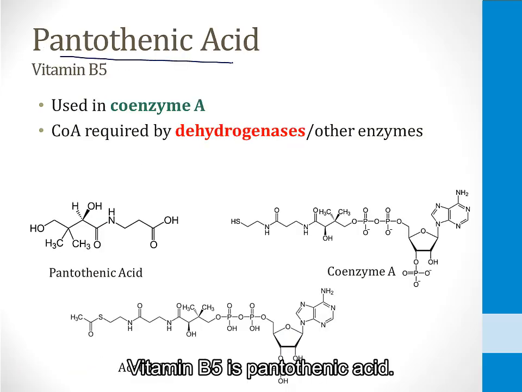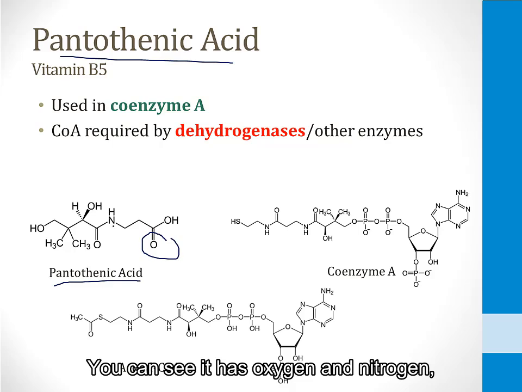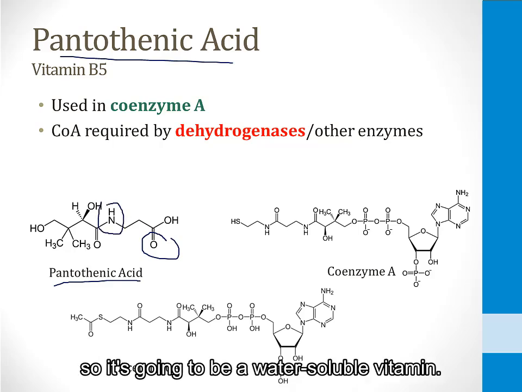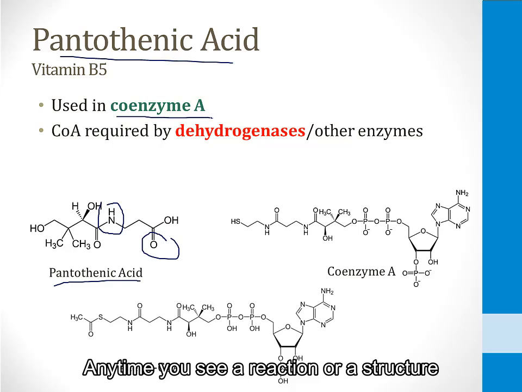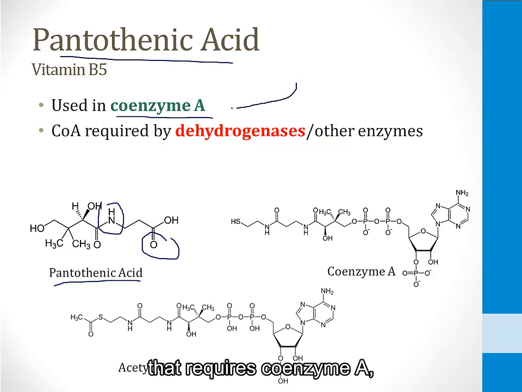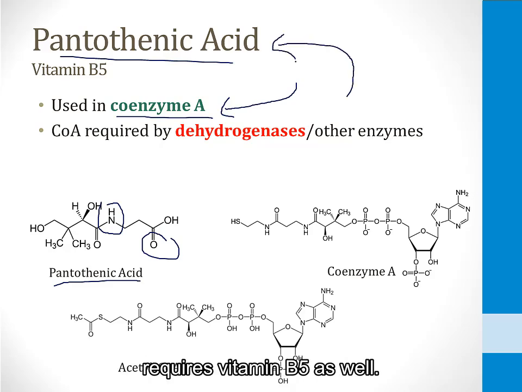Vitamin B5 is pantothenic acid. This is the structure of pantothenic acid on the screen. You can see it has oxygens and nitrogens, so it's going to be a water-soluble vitamin. One of its most important roles is in synthesis of coenzyme A. Anytime you see a reaction or a structure that requires coenzyme A, you should know that that reaction or structure requires vitamin B5 as well.